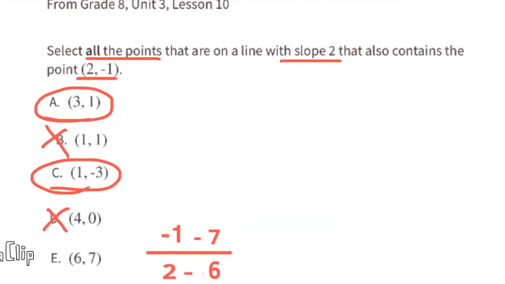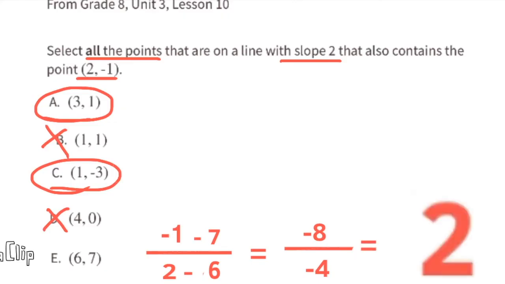E. 6 and 7. Let's set it up the same way. -1 minus 7 over 2 minus 6. -1 minus 7 is -8, and 2 minus 6 is -4. A negative divided by a negative is a positive, and 8 divided by 4 is 2. This has a slope of 2. That means that both these points would be on the same line, and that line would have a slope of 2.